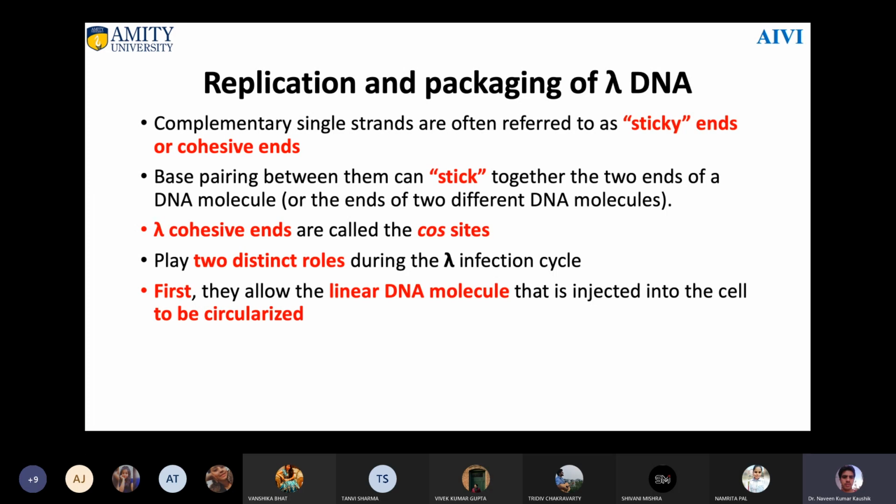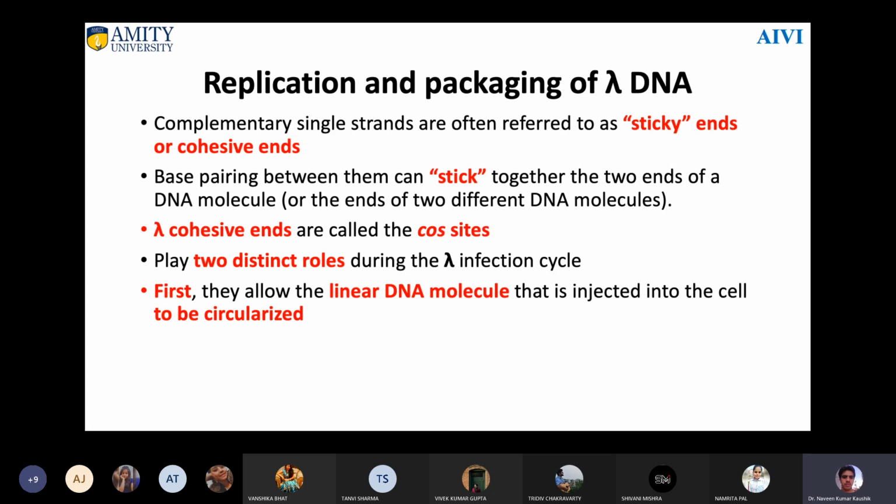That I am saying is the most important role, and that's why they are an important feature for serving as a vector. The first thing is they allow linear molecules that are injected into the cell to stay circularized. So this is a consequence; there is always a circularization.